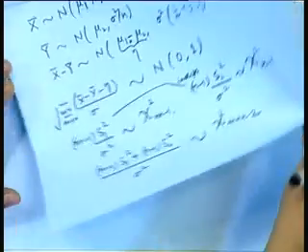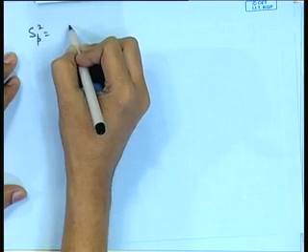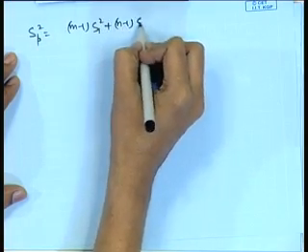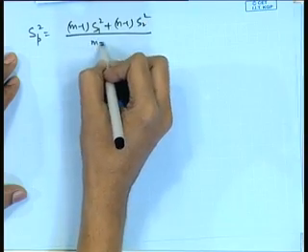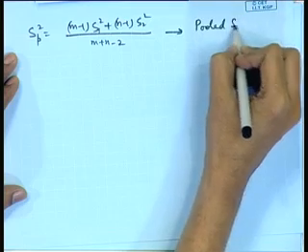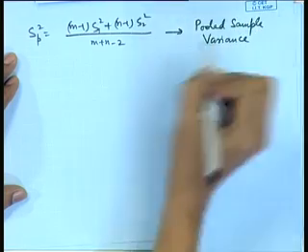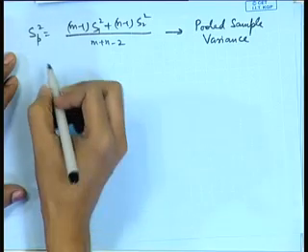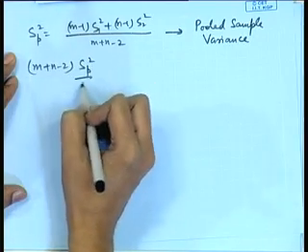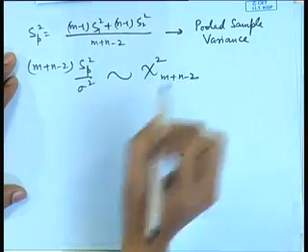Let me define a quantity Sp square, that is equal to (m minus 1) S1 square plus (n minus 1) S2 square divided by m plus n minus 2, that is pooled sample variance. If we use this pooled sample variance, then what we are having is (m plus n minus 2) Sp square by sigma square is following chi square distribution on m plus n minus 2 degrees of freedom.